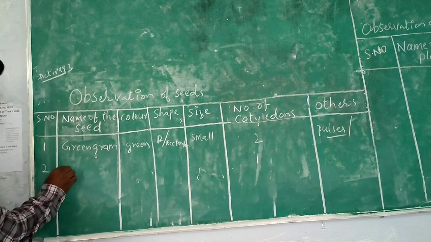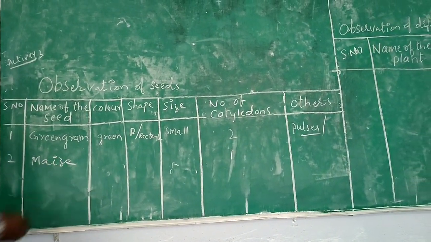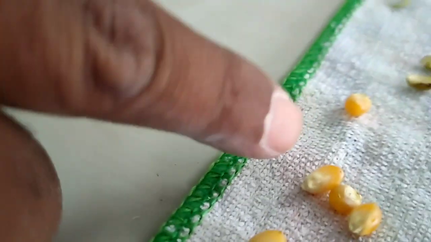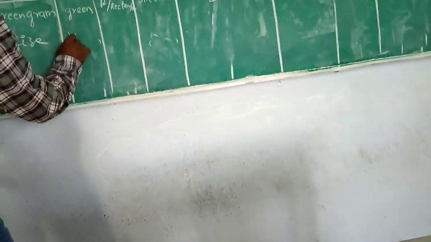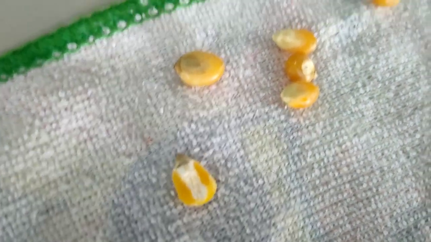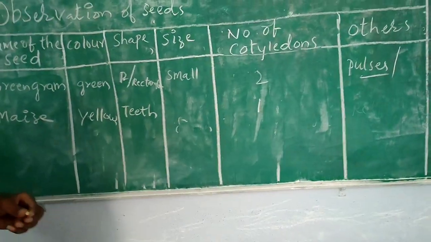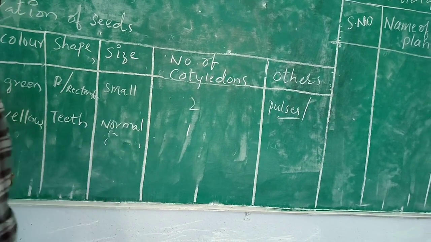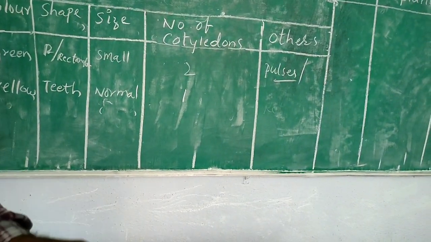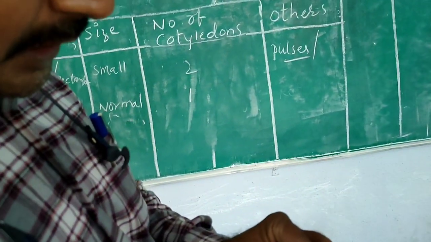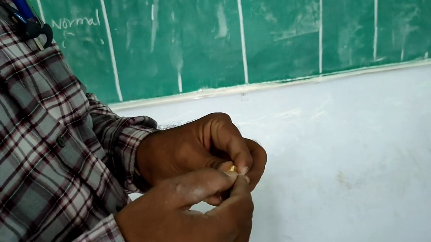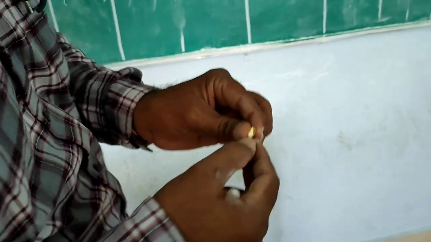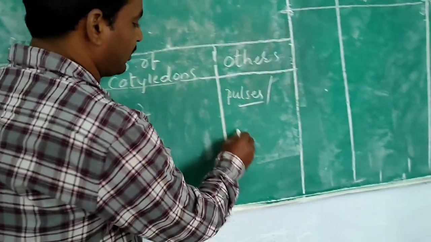This maize seed, which color is it? Sorry, yellow color. The maize seeds are yellow. The shape of the maize seed looks like a tooth. This is also a normal size seed. How many cotyledons do we see in the maize? Just now we saw here, only a single cotyledon, this white portion, because when we crush it, it doesn't have two equal halves. That's why it has a single cotyledon only. So it belongs to grains.